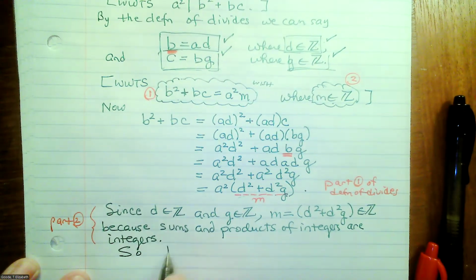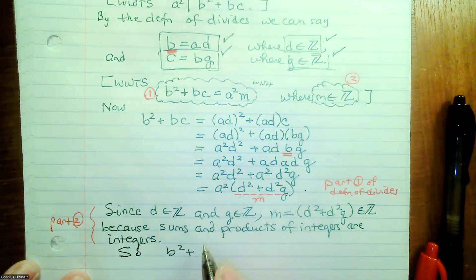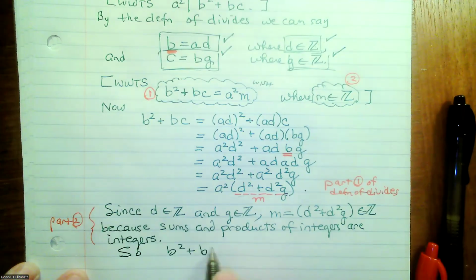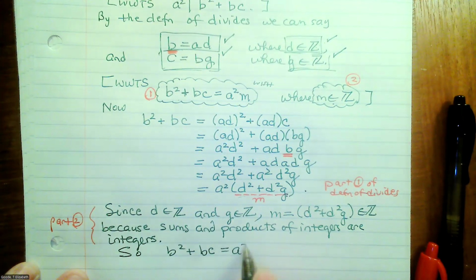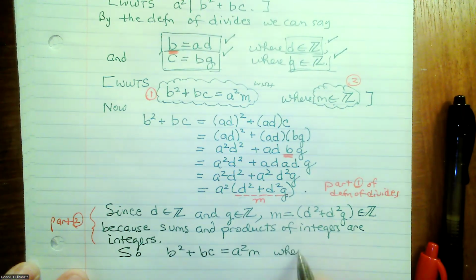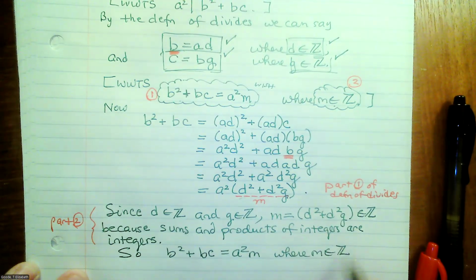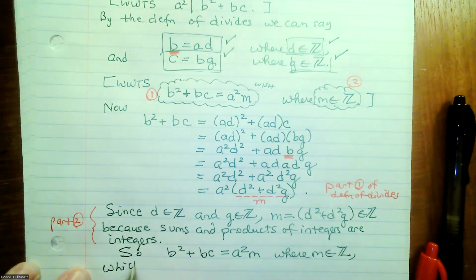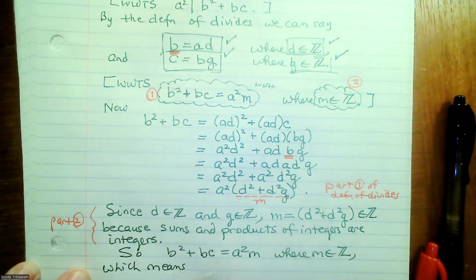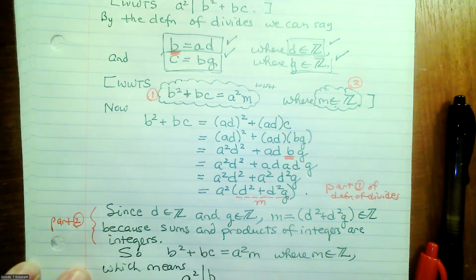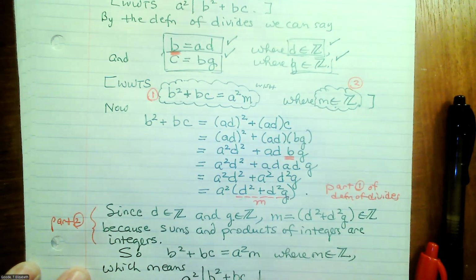So, if you have time, I don't think I would take anything off if you're out of time and you just need to move on to the next problem. But if we go ahead and say, so b squared plus bc equals a squared m, where m is in Z, which means a squared does divide b squared plus bc. By definition of what, folks?